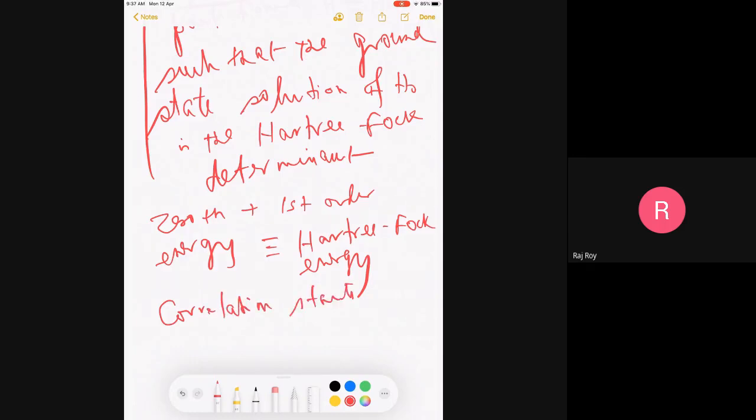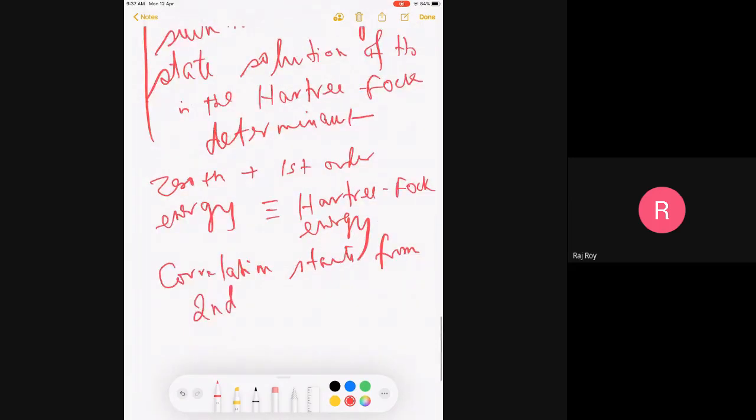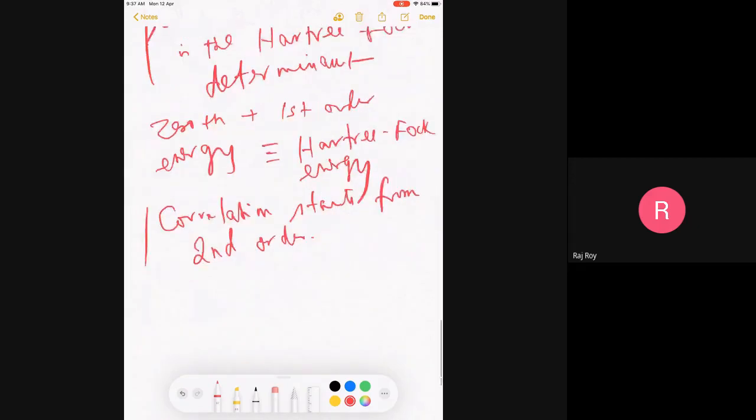and hence correlation, that is, further improvement from Hartree-Fock, starts only from second order. And that leads to MP2. The first correction to Hartree-Fock is MP2. Is it clear?